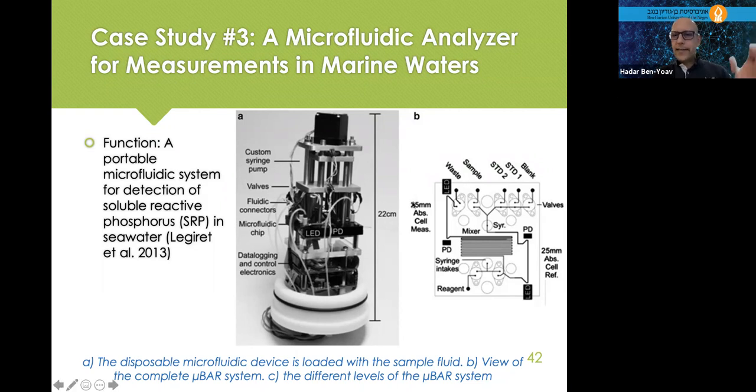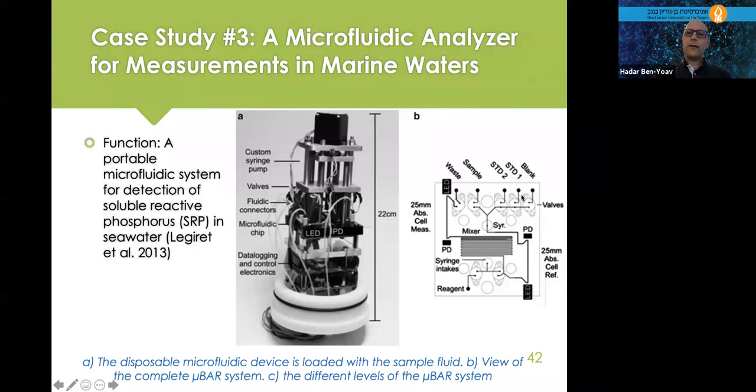And for that, we have the sample input, and we want to have some kind of reactions, the pre-treatment, that eventually goes into the sensor, the detector. So we can see how the chip looks. It has different reagents, okay? It has the LEDs for the detectors. You put the sample here. Here you put some other standards and blank measurements.